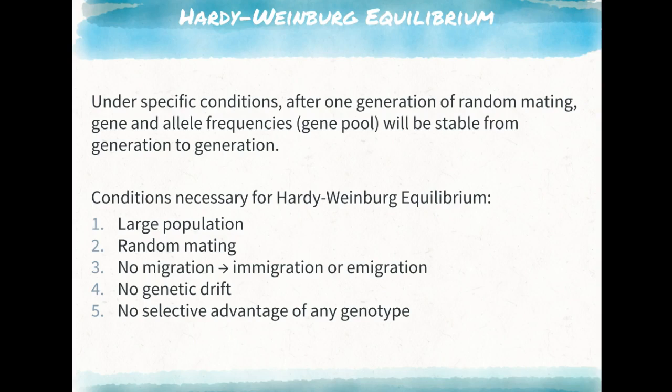So these 5 things are super important to remember, but again, it's really, really hard to find a population in nature that's doing all 5 of these things. So it's really, really not common for Hardy-Weinberg equilibrium to actually happen. But I'll show you guys how we solve Hardy-Weinberg and how we actually find those gene and allele frequencies.